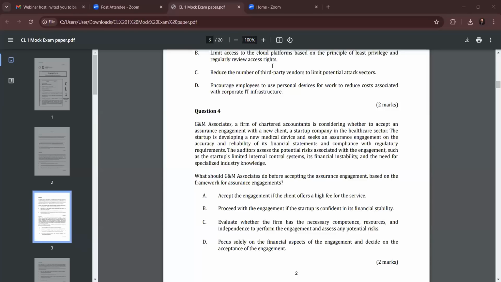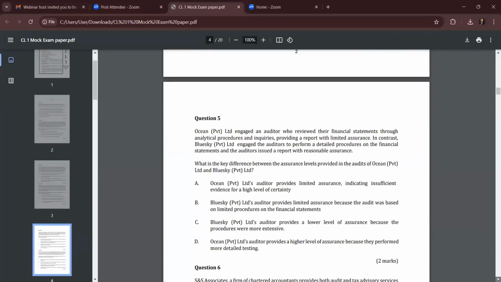Good job, guys. Answer is C, because you have to see whether you have the competence to do it, whether you have the resources, and whether you are independent. You don't do these things just because money is given, right? First answer A is not correct. Look at question number 5.